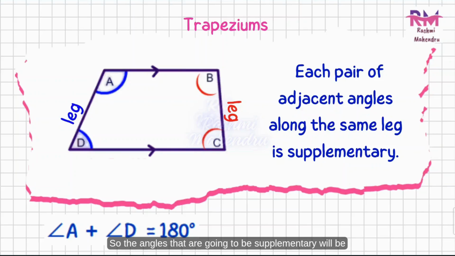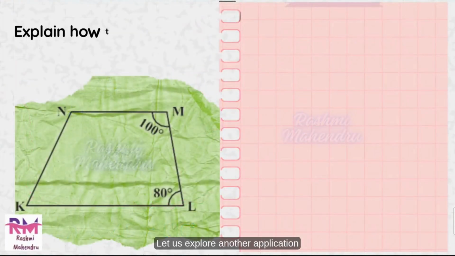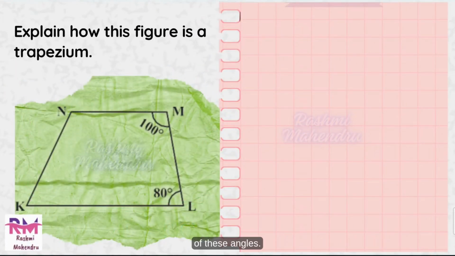BC. So the angles that are going to be supplementary will be angle B and angle C. So these are all the properties of trapezium. Let us explore another application of these angles. If they give you an angle and tell you that it is a trapezium, you can simply subtract and find the missing angle.